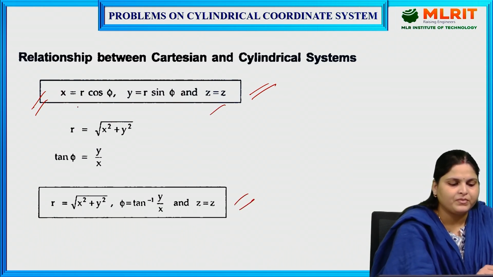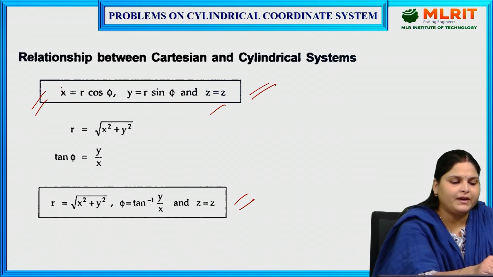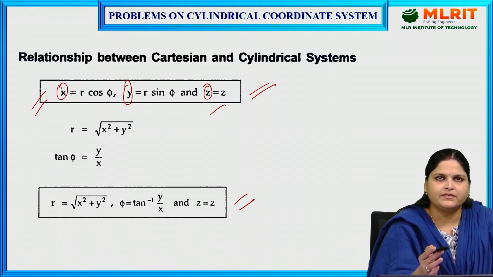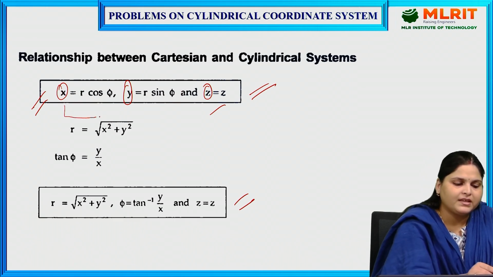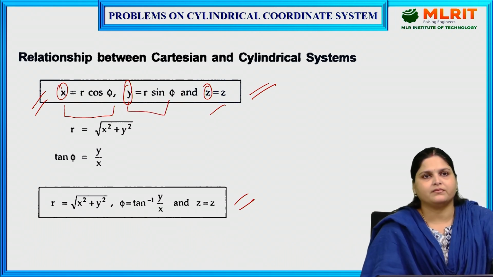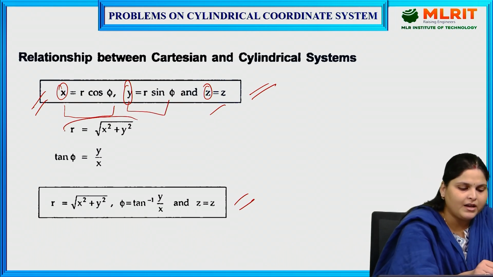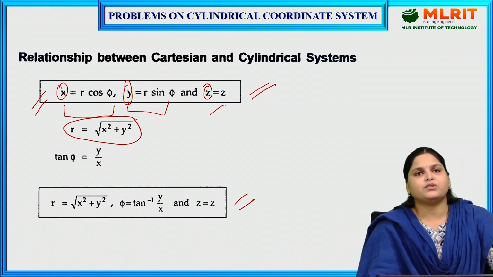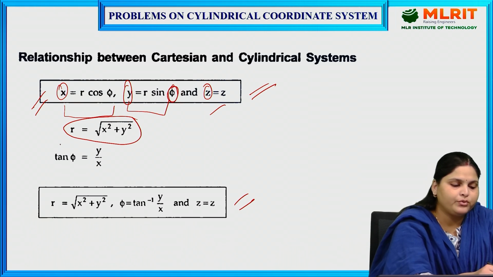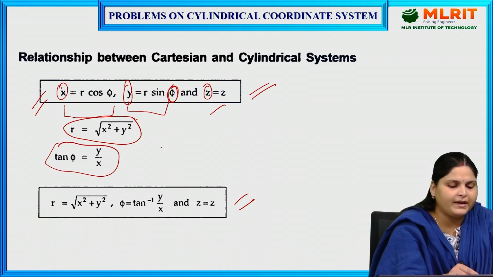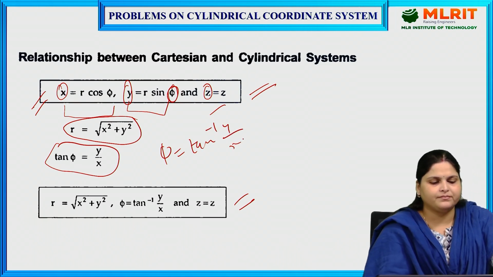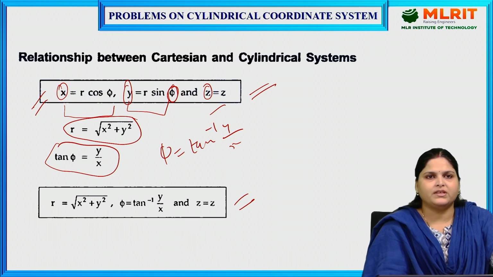So just in case r, phi and z is given, we can find out x, y and z. So z will be same for Cartesian as well as cylindrical. X can be written as r cos phi, y can be written as r sin phi, and if we need to find out this r value, it can be written as under root of x square plus y square. To find out this angle phi, we can use this formula, tan phi is equals to y by x, or we can say phi is equals to tan inverse y by x, right? So these are the formulas.